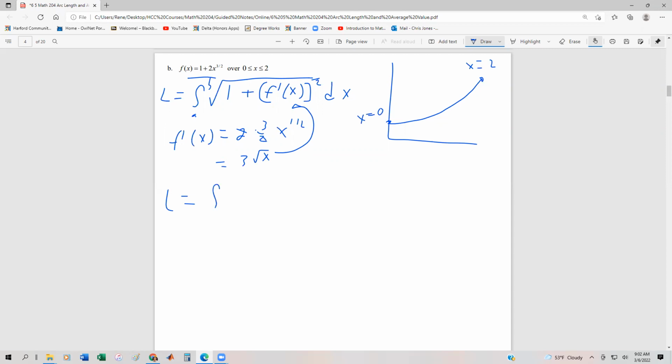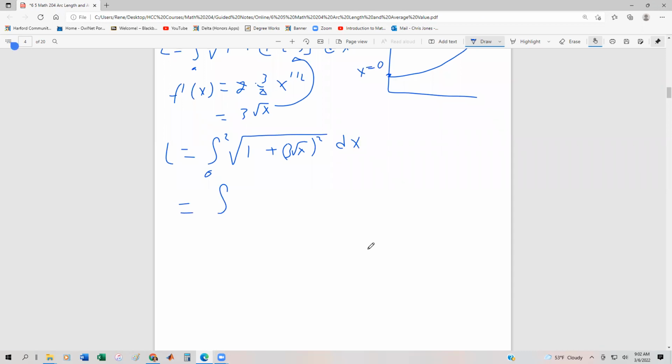This one actually works out really nicely. So the length is going to be the integral from 0 to 2 of the square root of 1 plus 3 roots of x, squared, dx. Now, when we square 3 roots of x, that just turns into 9x. So 0 to 2, square root of 1 plus 9x dx. And now to evaluate this integral, we could just go ahead and use substitution. I'm going to turn this into the 1/2 power instead of the square root.